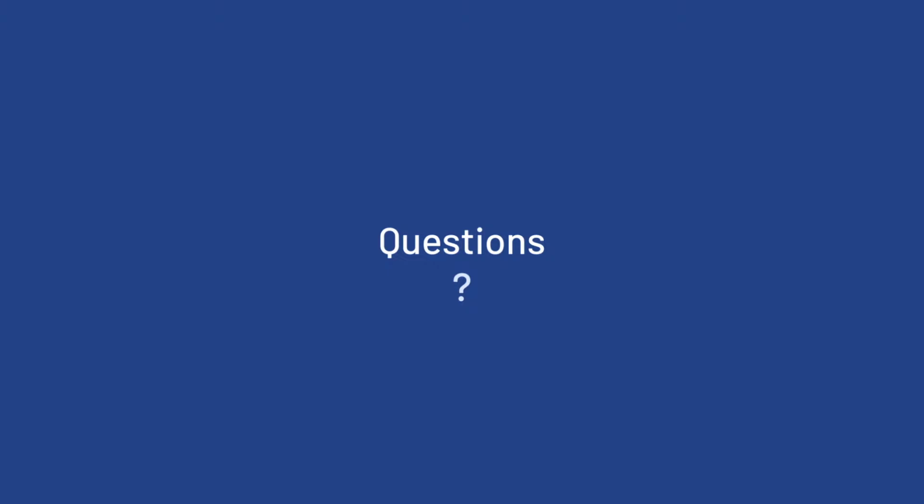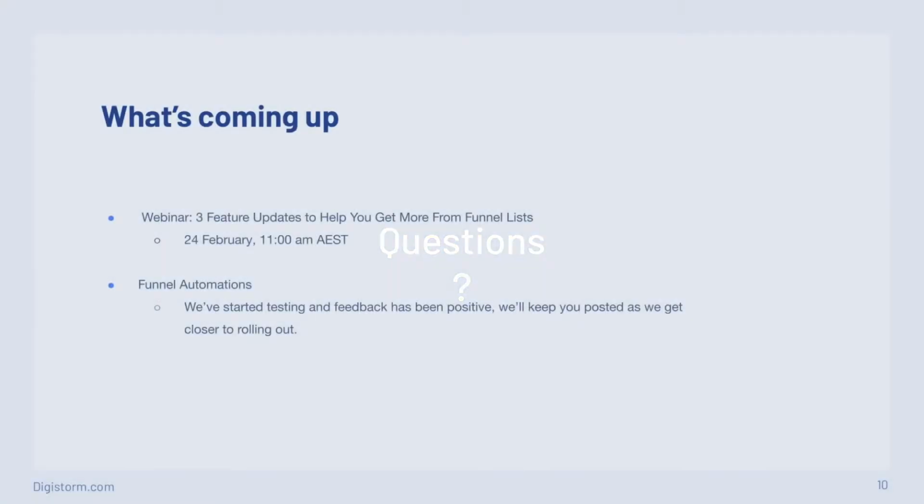While you're typing away and pulling together some questions, we'll go through what we have coming up for Digistorm. We have some really exciting new funnel features coming out early this year, so we want to keep everyone in the loop. One of those updates is to funnel lists, so we're running a webinar on what is updating and how to get the most out of them. That webinar will be on the 24th of February at 11 a.m. Australian Eastern Standard Time. Emails will be going out about this soon, so you'll be able to register when that email comes out.